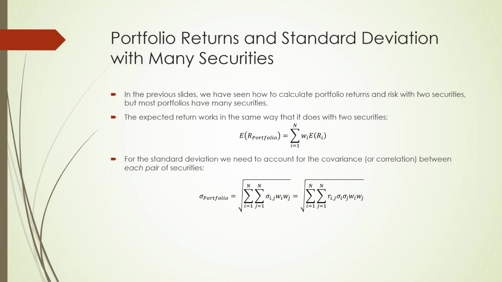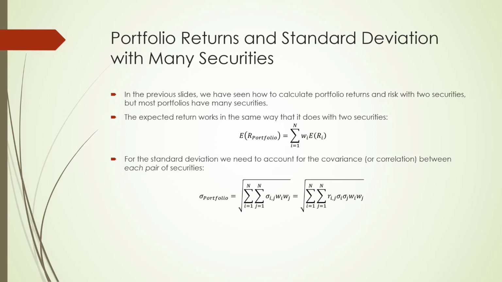And the reason for that is that we have to account for the correlation or covariance between each pair of securities. And so we can write out the portfolio standard deviation formula as I have here. Now, I know that the double sum can be a little bit scary, but all this means is that we have however many securities, and we start off with I equal to 1. So that's just I is security 1.